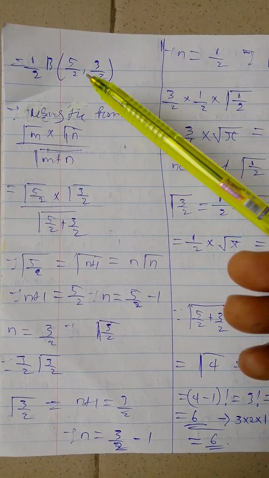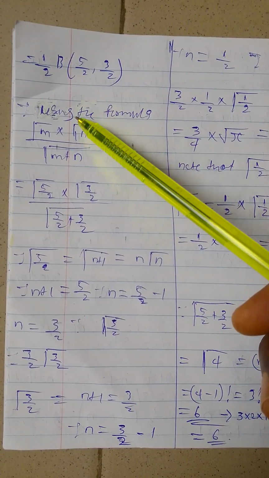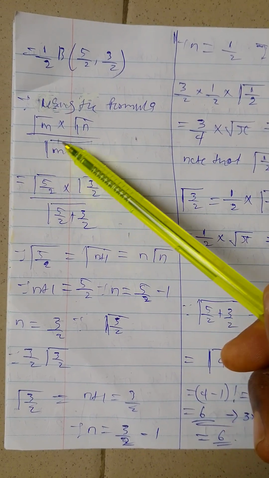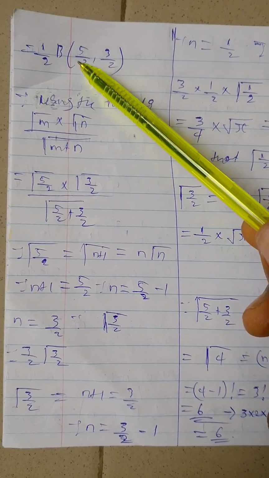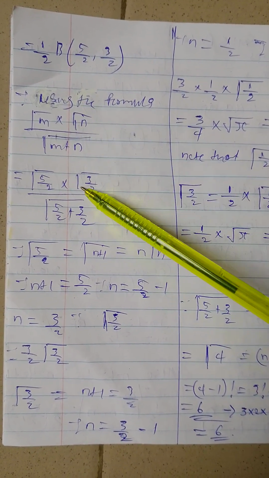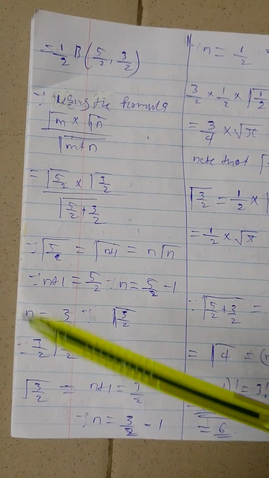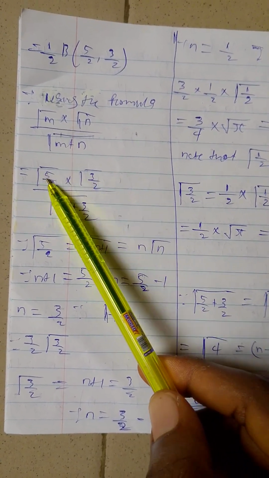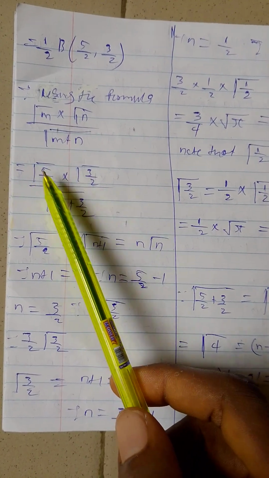Now, in finding the beta function of two fractions, use this formula, which says gamma m times gamma n, all over gamma m plus n. Where m is 5/2 and n is 3/2, that becomes gamma 5/2 times gamma 3/2 all over gamma 5/2 plus 3/2. Now I have to find the gamma function of each of these fractions.